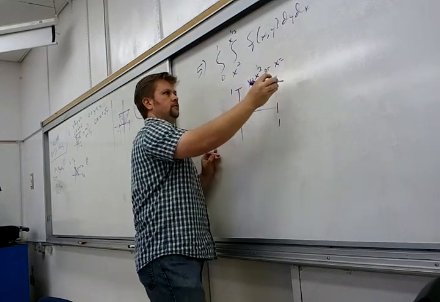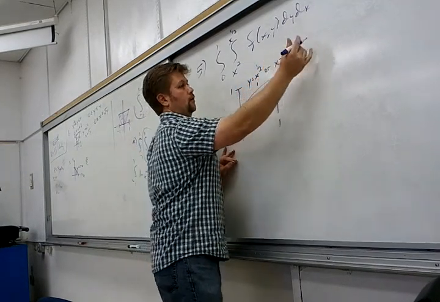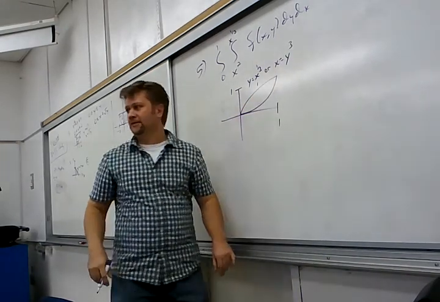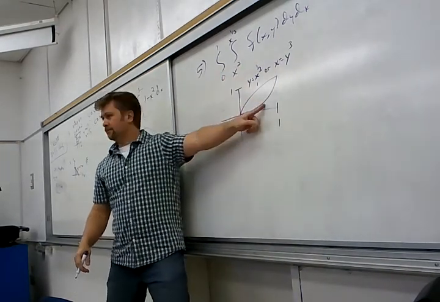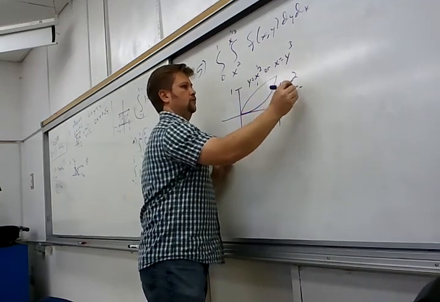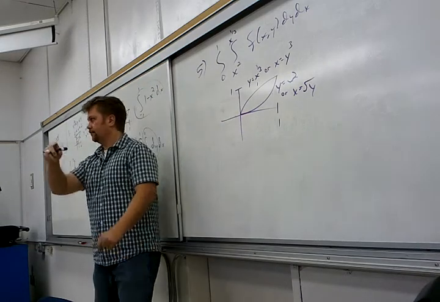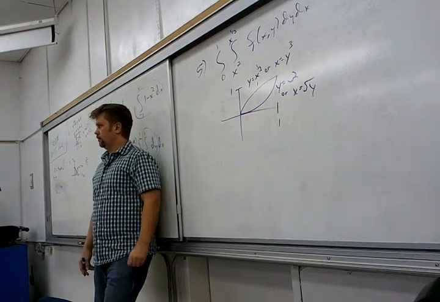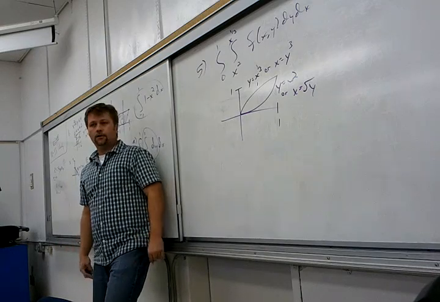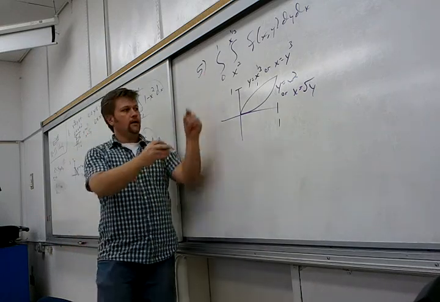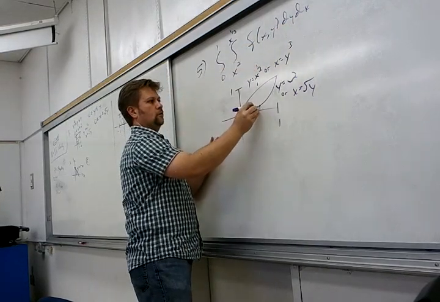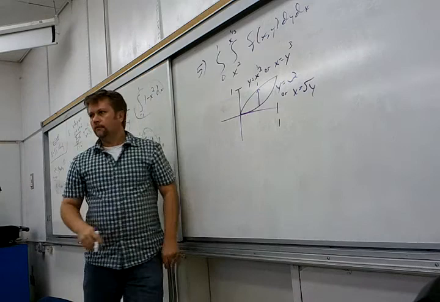Or x equals y cubed, good. And the other side is y equals x squared, or x equals square root of y, because I know I want the positive one. Okay. So the way it's written, as x goes from 0 to 1, y goes from x squared to x to the 1/3.